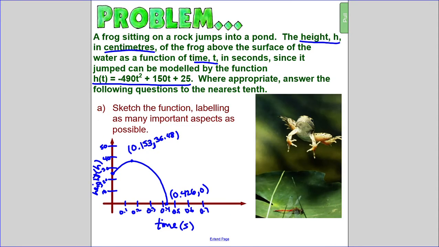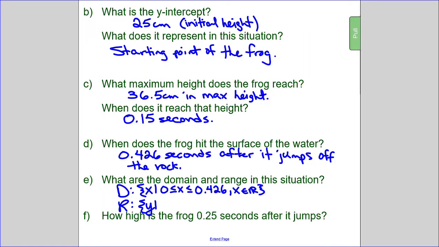Our range has restrictions as well. If I look here, our height bottoms out at 0. It doesn't track it in the water, it just tracks it in the air, and it has a max height of 36.48. So in this case, we've got 0 ≤ y ≤ 36.48 centimeters, such that y is still in our set of real numbers because I can have all those decimals.